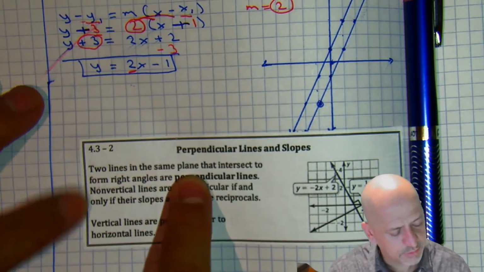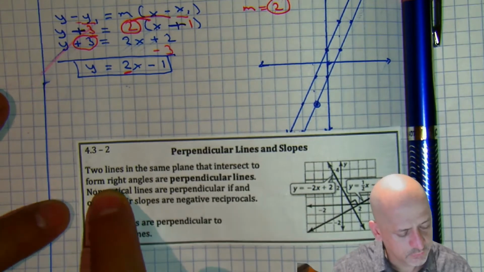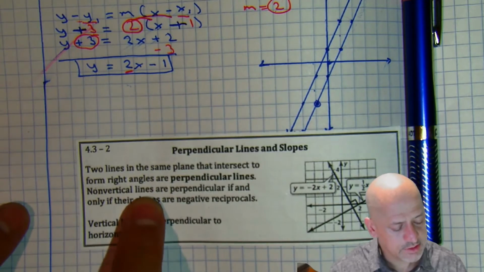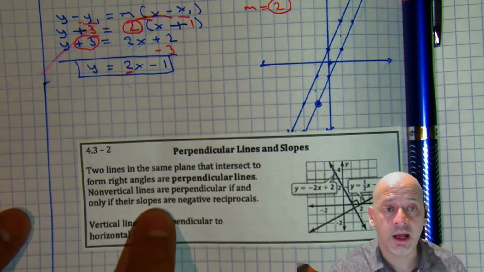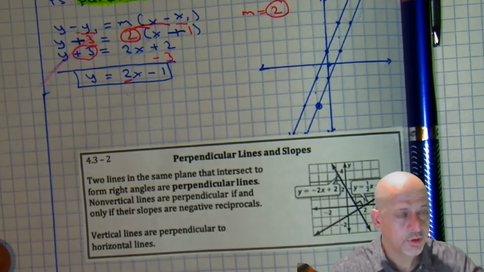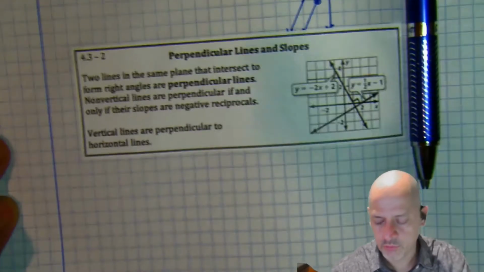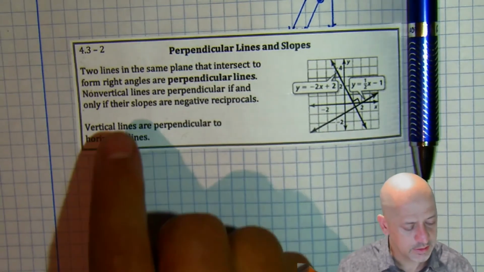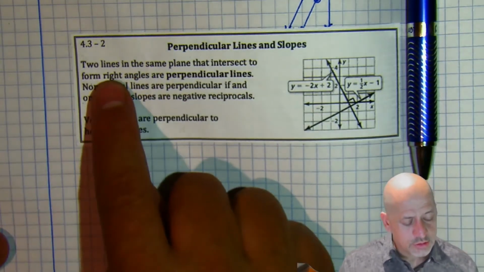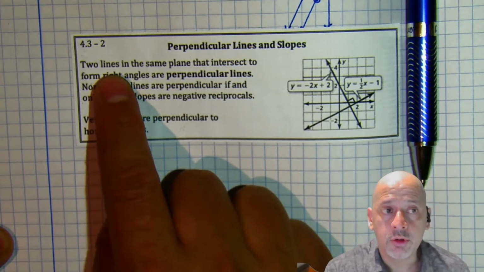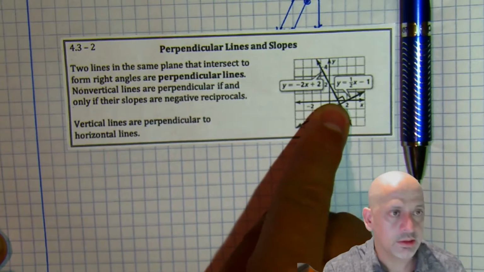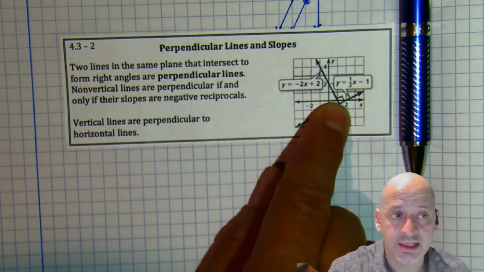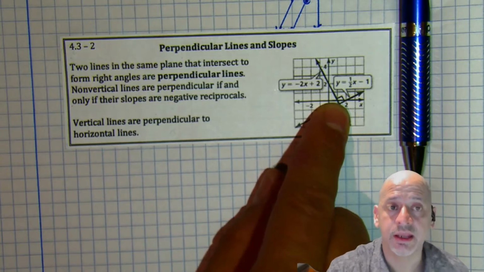Two lines in the same plane that intersect to form right angles are perpendicular lines. Non-vertical lines are perpendicular if and only if their slopes are negative reciprocals. So now we are looking at perpendicular lines. In order for two lines to be perpendicular, we know that they must make a right angle. And notice that little box in there. Remember that you learned that in 7th grade. That means that that is a 90-degree angle.